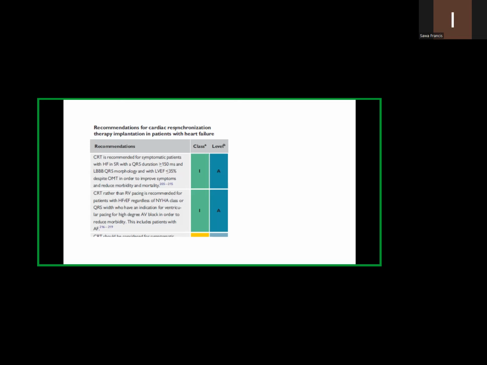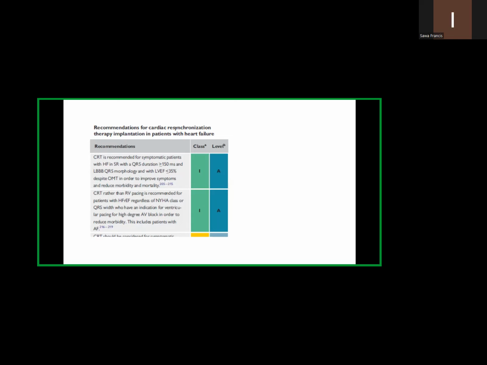So that is also very important, and these are all the criteria that must be there, and the patient must have been on optimal medical therapy. So the patient is on optimal medical therapy, still symptomatic, in heart failure with sinus rhythm, with QRS duration more than 150 milliseconds, LBBB morphology, and severe LV systolic dysfunction, LV ejection fraction less than or equal to 35%. All right, so that's the class 1 recommendation.